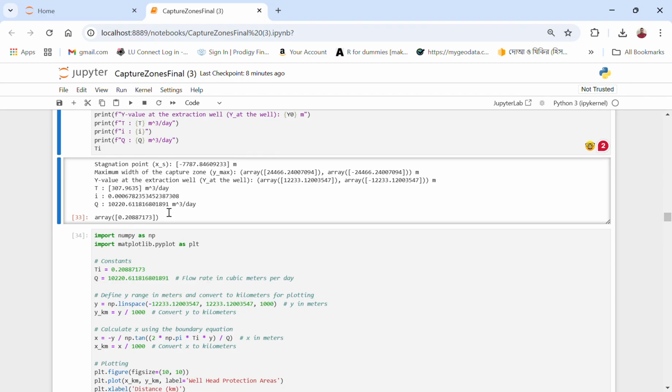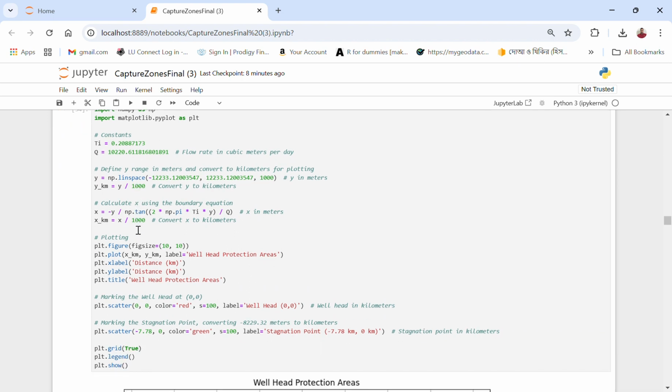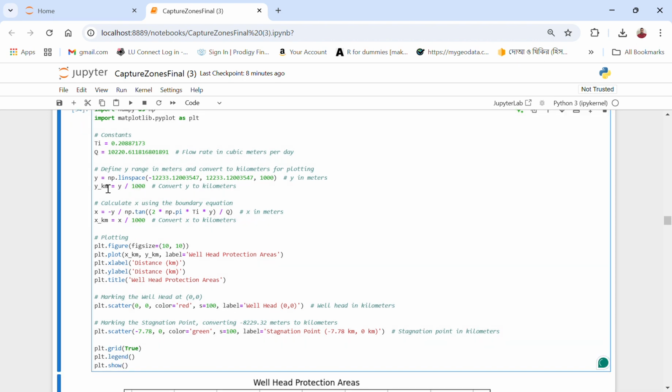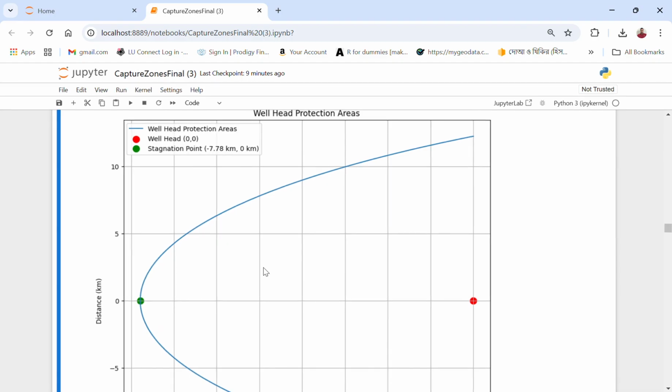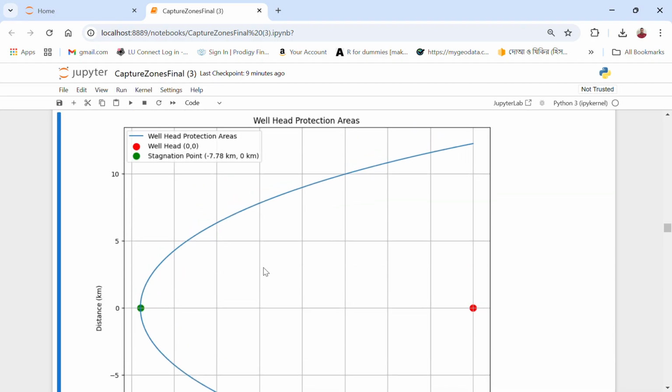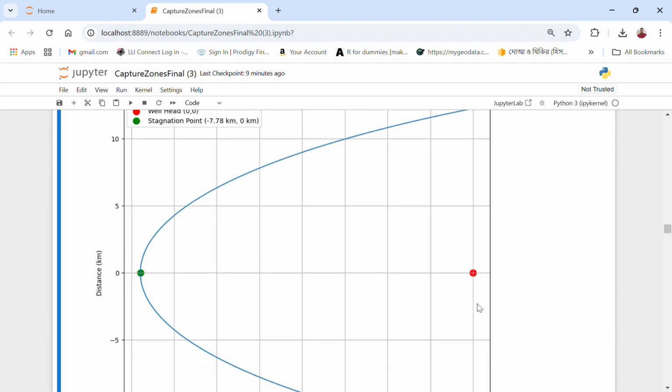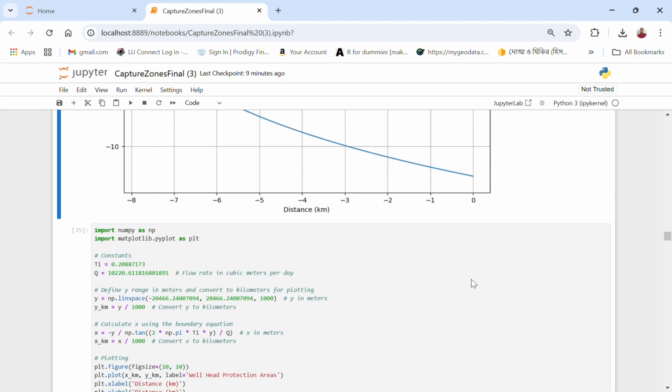After getting this value, my target is to draw this capture zone. I take this value and this boundary equation that is given for the calculation of the boundary, and I first put in the wellhead point, the y value, and I run this file, and I get a well-shaped wellhead protection area. In this area, this is the stagnation point, and this is the origin 0,0, the wellhead, that is considered as 0,0.